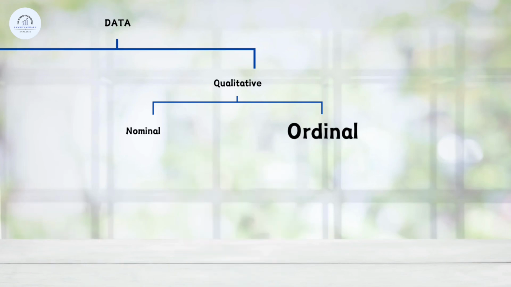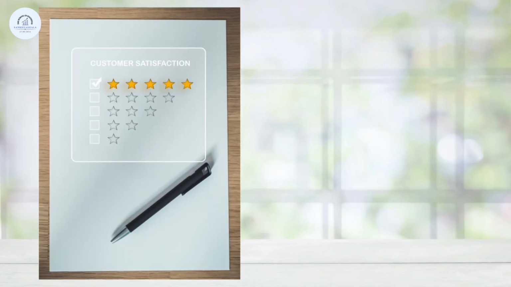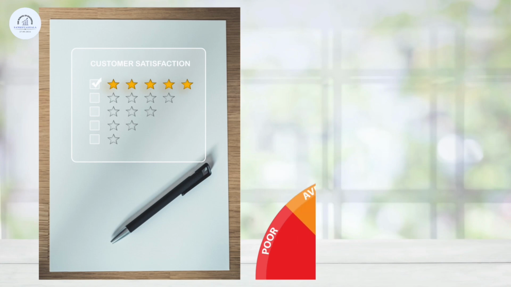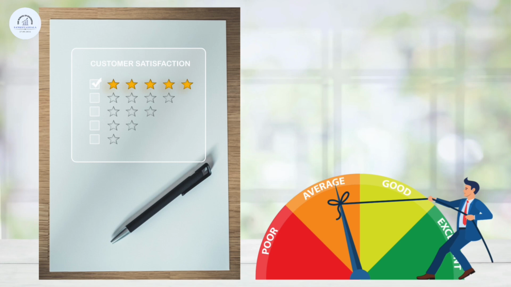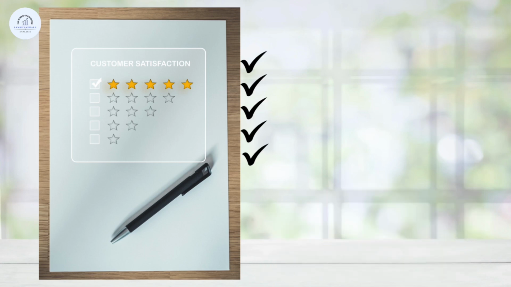But with ordinal data, there is a specific order. A good example would be a customer satisfaction survey where you rank your experiences as poor, average, good, or excellent. Here the words represent categories, but there is a clear order or ranking from low to higher satisfaction.